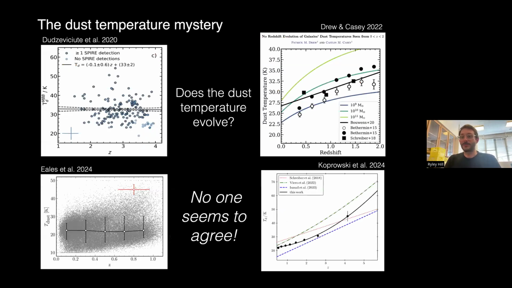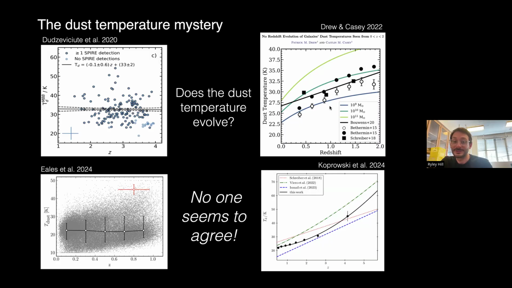And the reason why this is interesting is because there's a big mystery. There's been a big mystery for a while about whether the dust temperatures of galaxies increase with redshift. Here, this is a plot showing the average dust temperature, so that's the peak frequency of the SED. Is this plot showing you that it's not increasing with redshift?